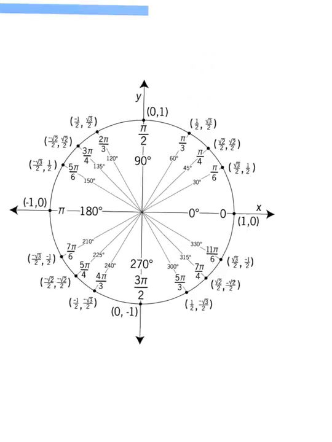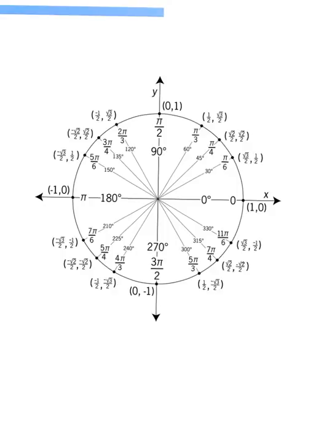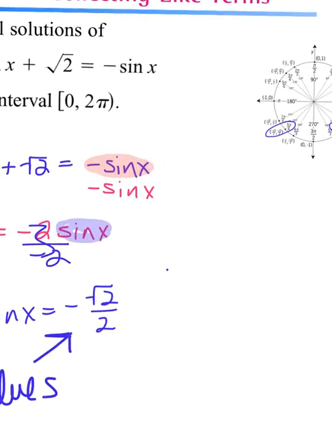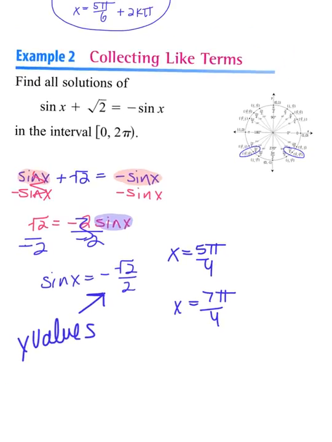So let's go and look. Where's my y, negative root 2 over 2? 5 pi over 4 and 7 pi over 4. So you guys would write x equals 5 pi over 4 and x equals 7 pi over 4. Do I need to write anything at the end? Why? Because they gave me the specific interval. Good.